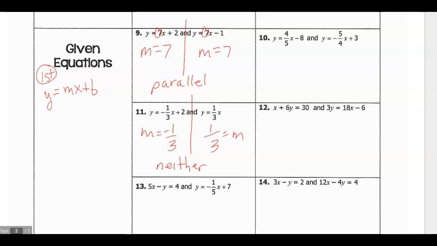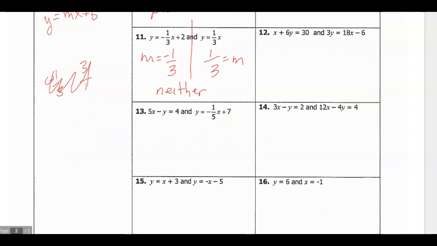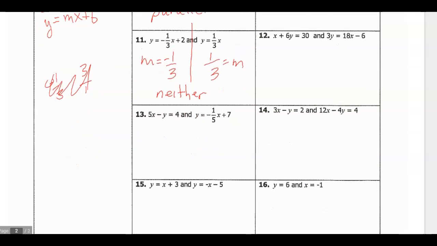In order for them to be perpendicular, you would have needed to have 3/1 and -1/3, because then you would have your opposites and your reciprocals. We didn't have that, so we have nothing. And I'll do one more.